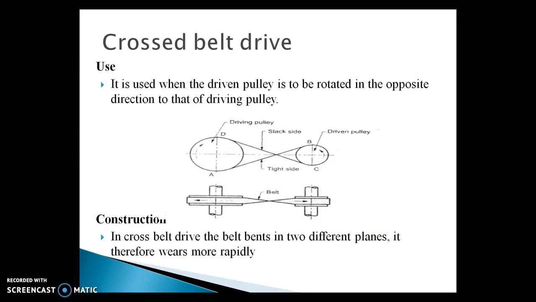Crossed belt drive. It is used when the driven pulley is to be rotated in the opposite direction to that of the driving pulley. So the pulley rotates in this direction and the other pulley rotates in the opposite direction. In cross belt drive, the belt bends in two different planes. So here wear will be more and it will be rapid also.